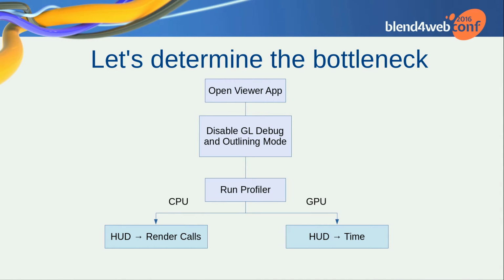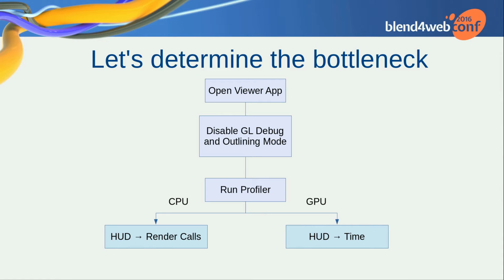Now the most important point of my today's presentation: how can we determine the bottleneck? Here's a really, really simple diagram. You need to find out what is causing your application to run slowly. I suggest you open it in the viewer application, then disable two features which have a big impact on the performance. GL debug, which was introduced only in this release, so you can turn it off, and outlining overview mode. I will show you it a bit later.